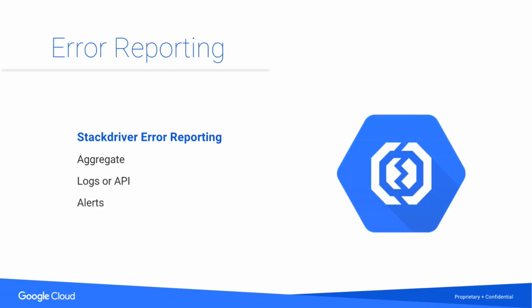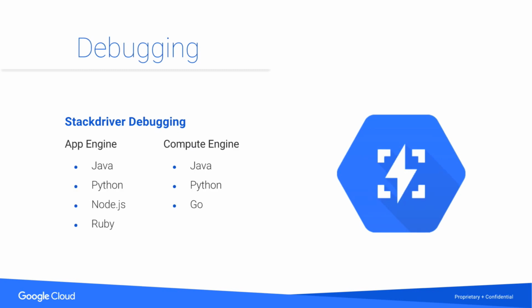We also have Stackdriver error reporting, which can actually aggregate the information from all of your applications into a single location. You can look at the logs directly, or we have APIs available so you can look at those errors. And again, we have alerts, which can link to things like PagerDuty to let your operations team know when something's gone wrong. Stackdriver debugging is available for App Engine and Compute Engine. And again, this allows you to debug live in the system.